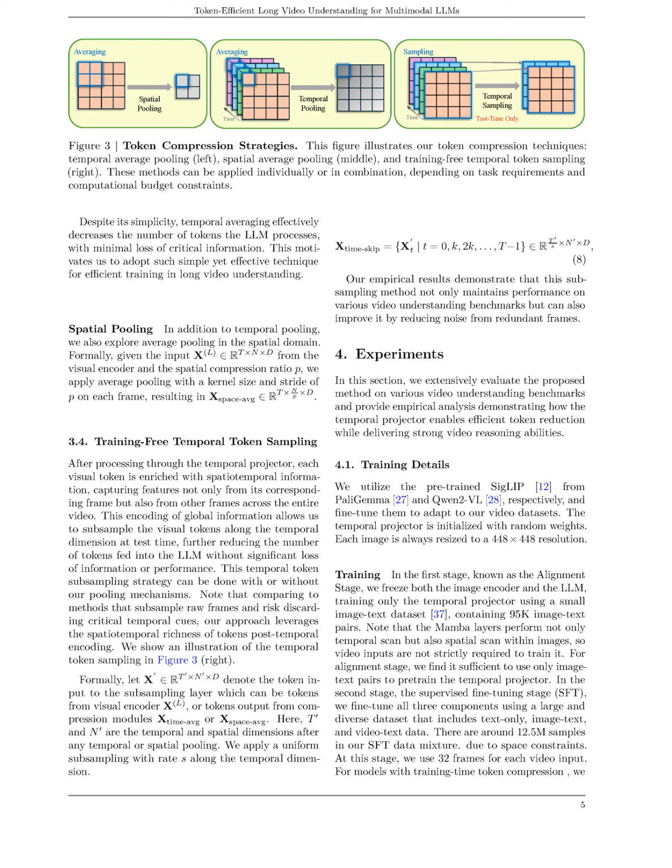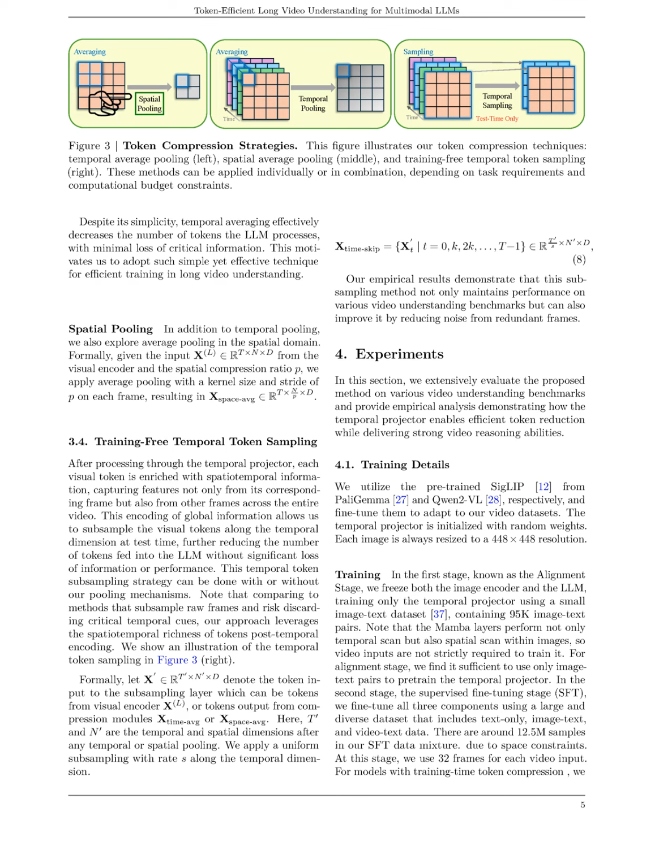Section Summary. In this section, we present the Mamba-based temporal projector architecture, which incorporates token compression techniques to enhance long video processing efficiency through temporal and spatial pooling strategies. We also introduce a test-time temporal token sampling method that preserves model performance while reducing computational costs and addressing context length limitations.